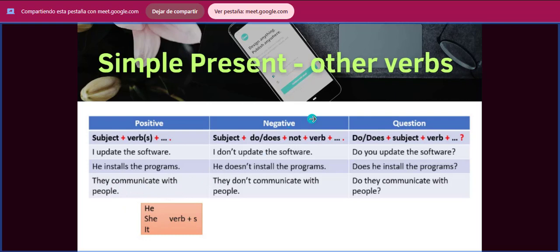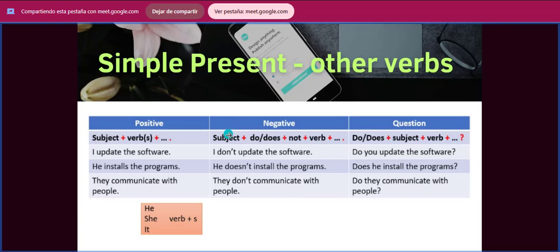In the case of the negative sentences, we will have first the subject. And remember that I told you that with the verb to be, we just place the negative particle not. In the case of the rest of the verbs, we will need the help of the auxiliary. And the auxiliary that we will use is do. But with he, she, and it, we will add es. So we won't say do, but we will say does. And since we already added the s here, then we don't need to add the s to the verb anymore.